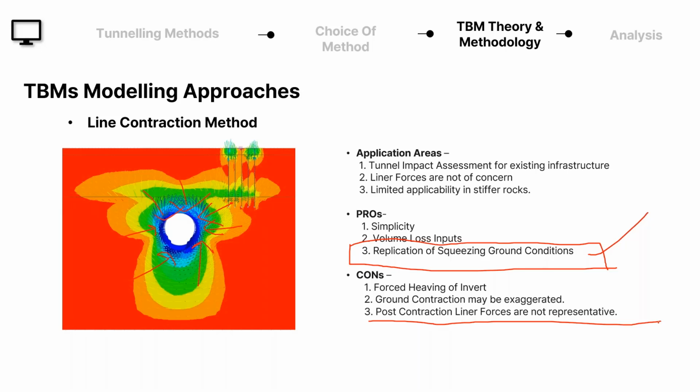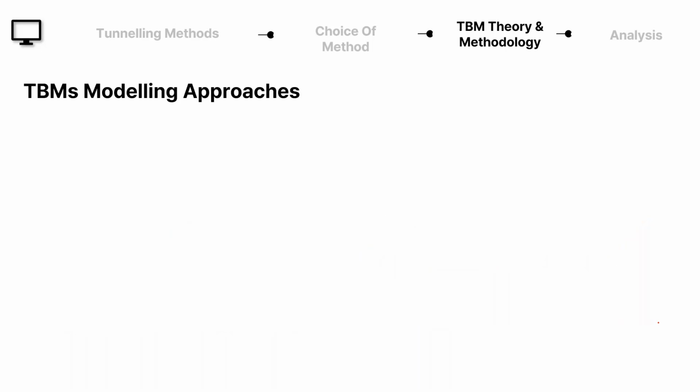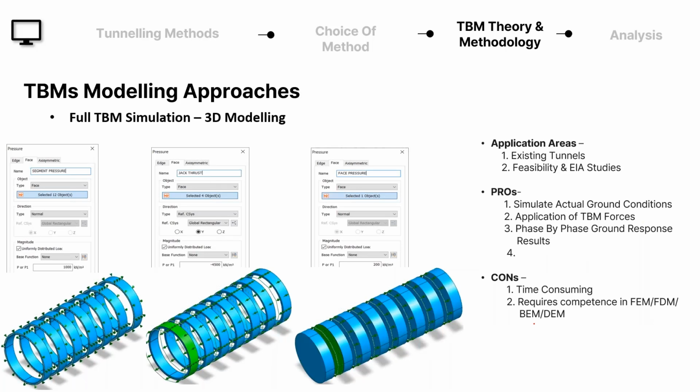So the first two, wished in place and line contraction, are like the preliminary stage. This is like when you have some amount of data. Now, when you have most of the data, then you go for a full-blown TBM modeling like this.